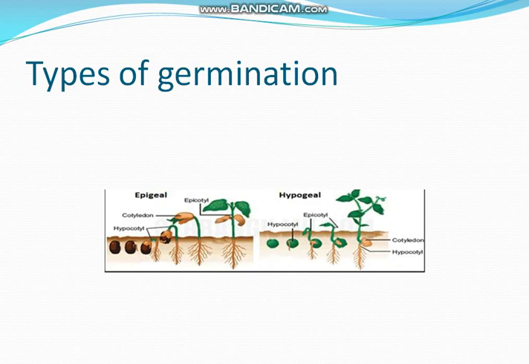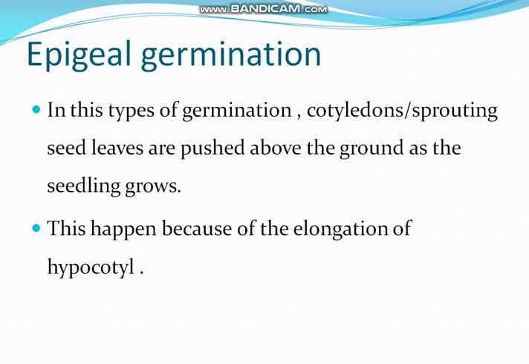Then different types of germination. Look at the picture, you can see two different types of germination. What are the two types of germination? Epigeal germination and hypogeal germination. Here look at the picture, you can see the differences. Epigeal and hypogeal germination.